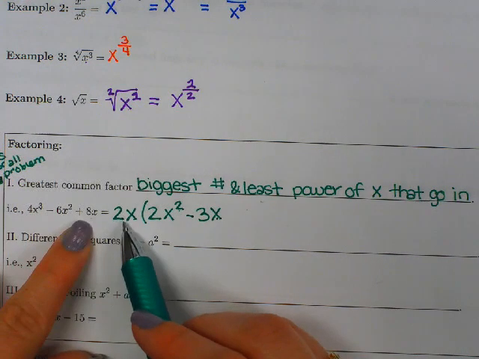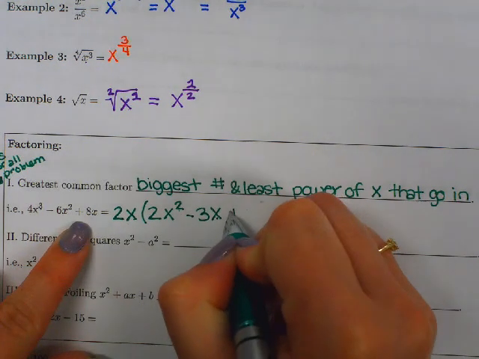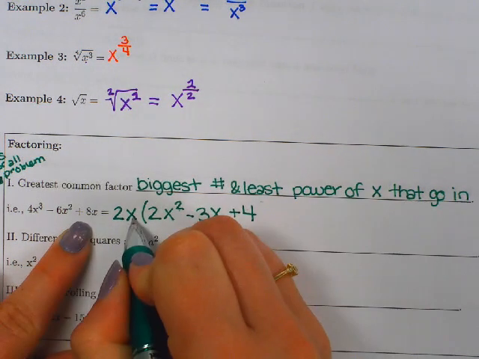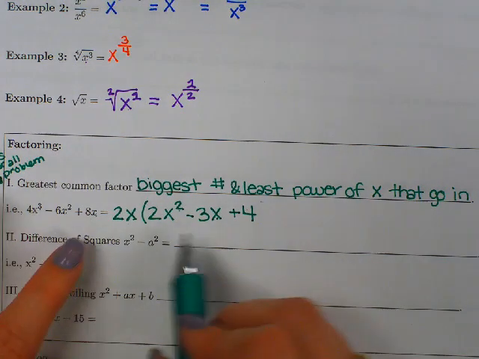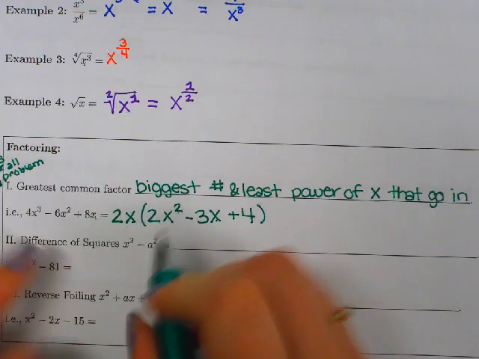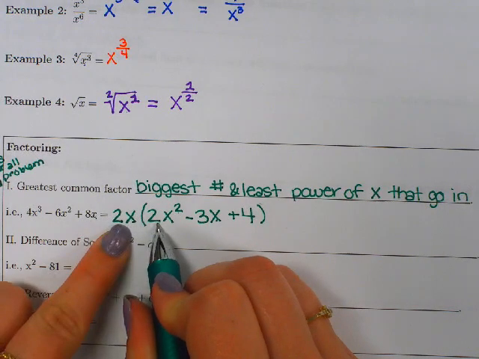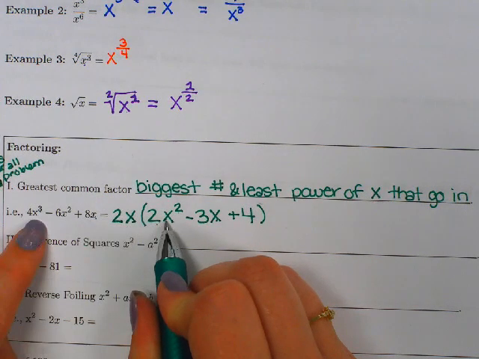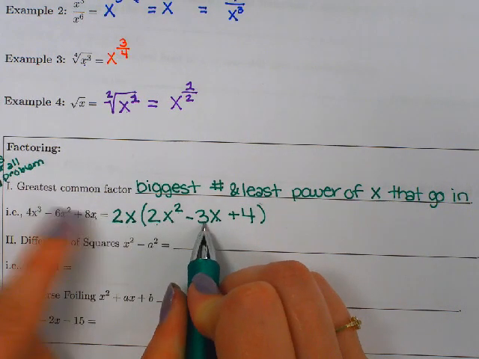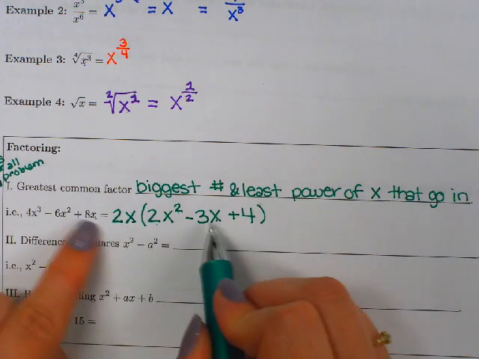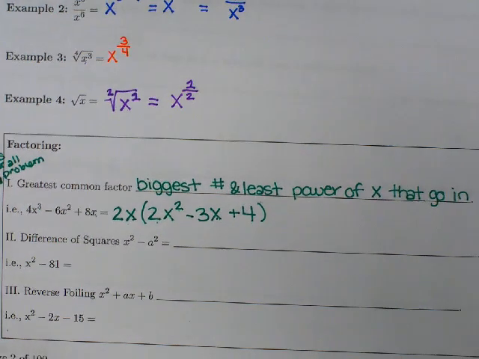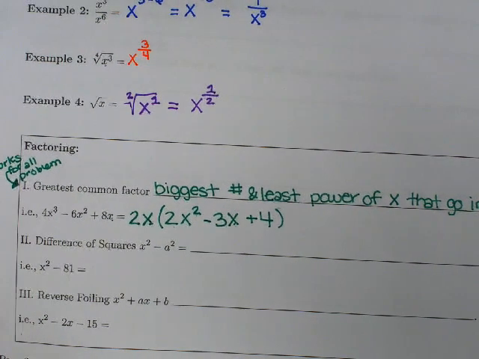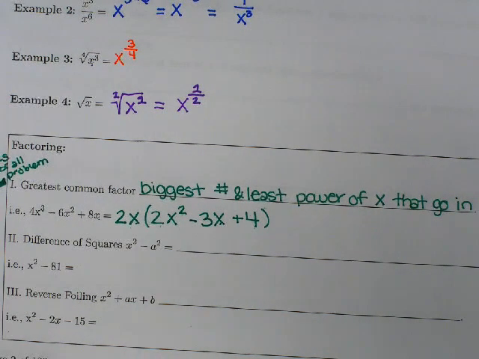And last piece, 2 times 4 will give me 8. So I need to multiply by 4. And then we have x to the first to be x to the first, which means we don't need to multiply by an x. We don't need to raise the power at all. So let's double check that. 2 times 2x squared is going to give me 4x to the third. 2x times -3x is going to be -6x squared. And then 2x times 4 is going to give me 8x. Okay, so there's the greatest common factor. We can try that for all problems that we see.